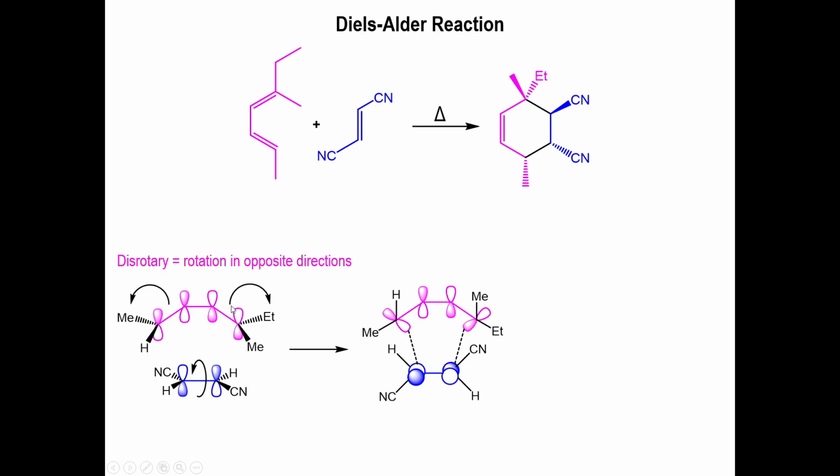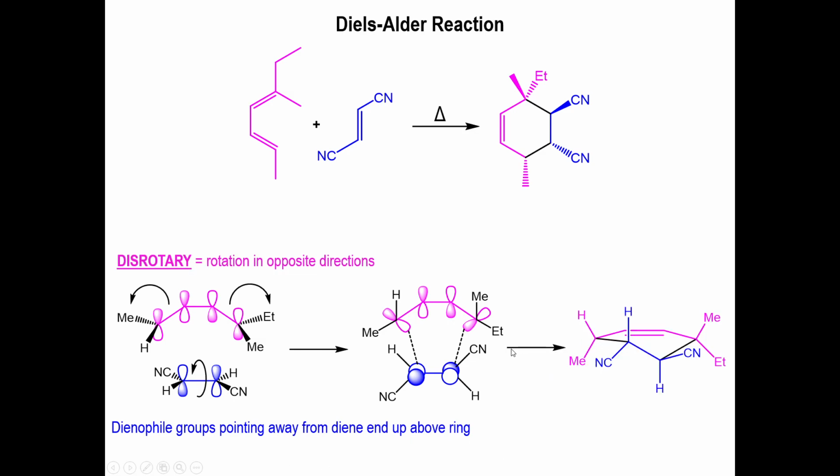Likewise, the clockwise rotation will take the group that's on the back and have it pointing below, as you see right here, and then the methyl is going to be pointing upwards, right? So you have this kind of axial and equatorial type of bonding situation happening. All right, so once this takes place, you end up making the actual covalent bonds right here.